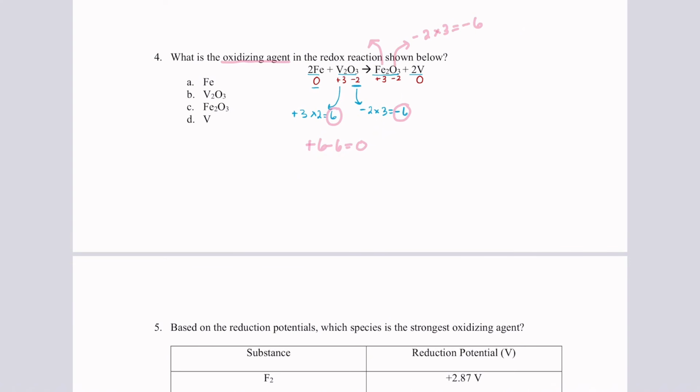Since this compound is also neutral, the sum of the iron contribution needs to be plus 6. Therefore, we can say that each iron is plus 3. Finally, in elemental vanadium metal, the oxidation number of vanadium is 0. Now we step back and we compare reactants to products to see what changed.